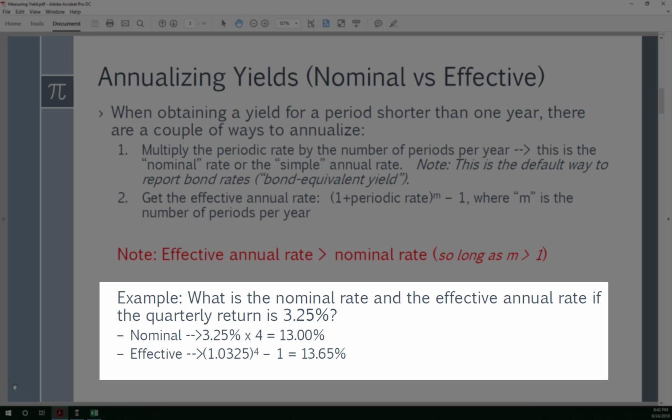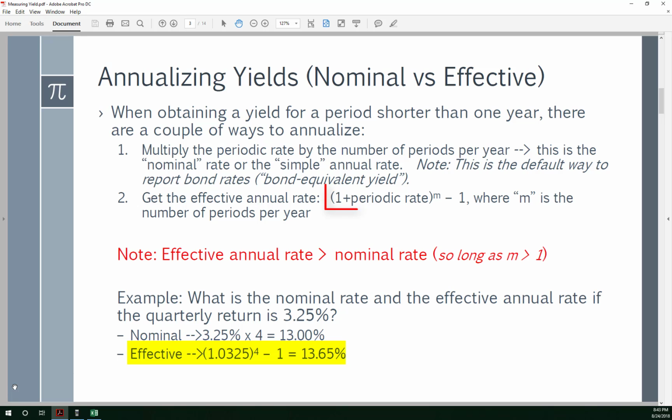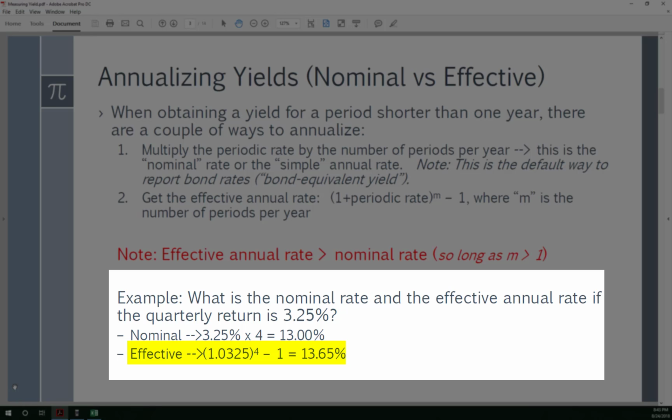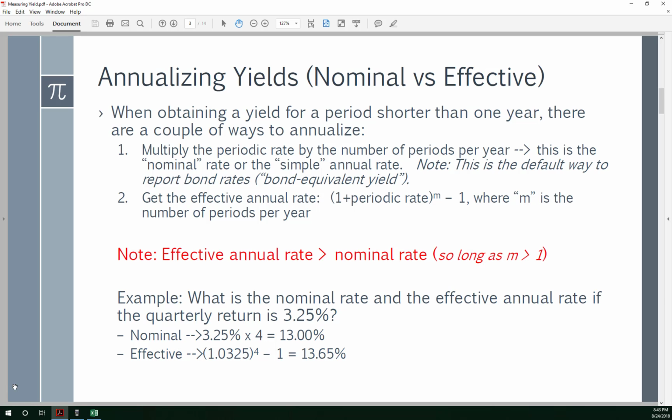So let's look at a quick example here of these 2 different ways of computing annualized rates. What is the nominal rate and the effective rate if we have a quarterly return of 3.25%? So nominal, we're just going to take the 3.25 multiplied times 4, and that's going to give us 13.00%. To get the effective annual rate, we would take 1 plus the periodic rate, just like we saw up here. We're going to raise that to the m power, where m is the number of periods, so we've got 4 periods per year. Raise it to the 4th power, take away 1, and the result is 13.65%. So these are 2 different ways of looking at the exact same information, right? We've got a quarterly return of 3.25%. There's 2 different ways of reporting that.